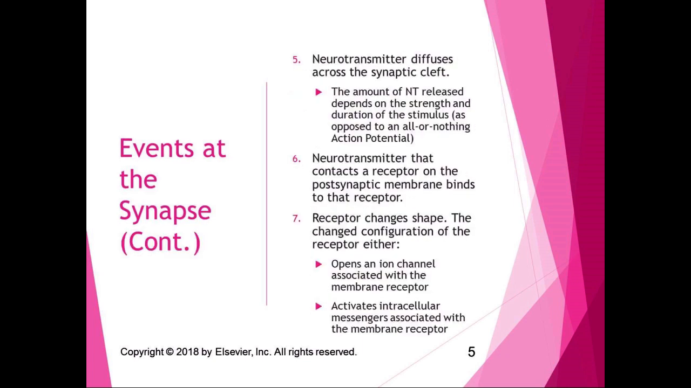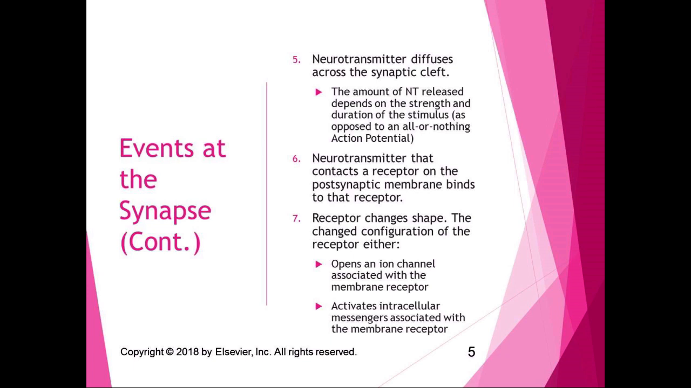The 5th step is the neurotransmitter diffuses across the cleft. So the amount of neurotransmitter released depends on the strength and duration of the stimulus, as opposed to the action potential, which is all or nothing. So with action potential, if you get enough depolarization to reach threshold, you will trigger the propagation of an action potential. However, with neurotransmitter release, if you have a stronger or longer duration stimulus, you will get more neurotransmitter released into the synaptic cleft. So it's a little bit different.